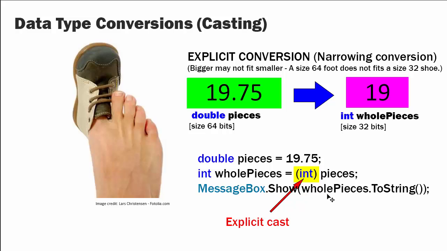And I could display that wholePieces as an integer out in a message box using .ToString. So that's how an explicit cast works. Anytime you're going from a larger value to a smaller value in terms of the data storage, or you're risking losing data, it needs to be cast using this process of putting the resulting data type inside parentheses in front of the value that you want to cast.